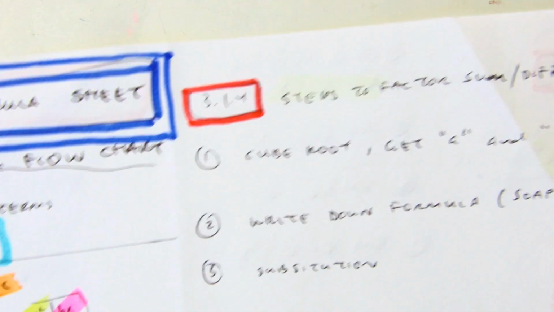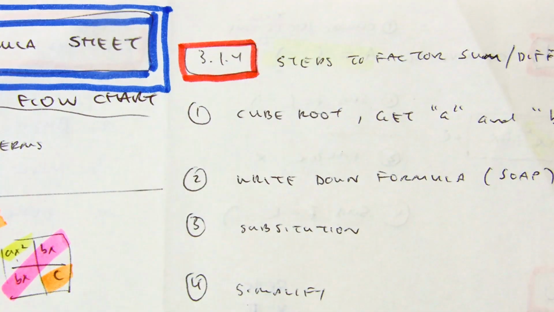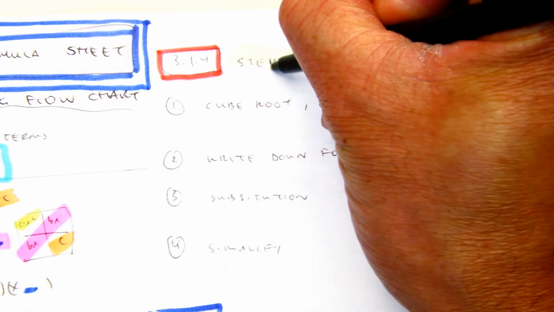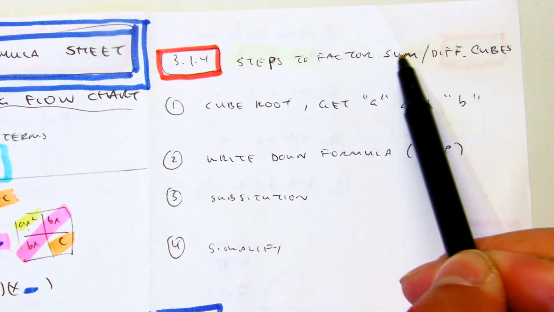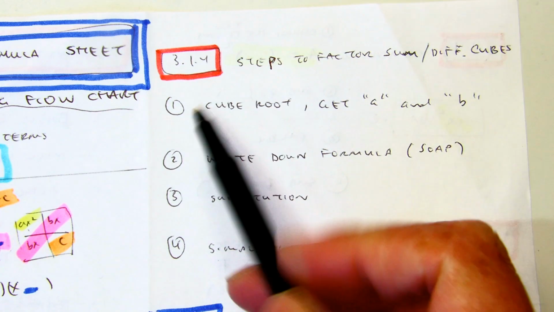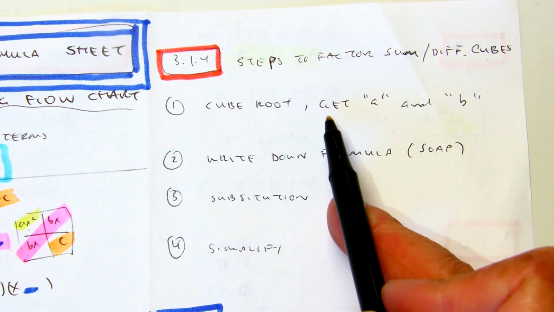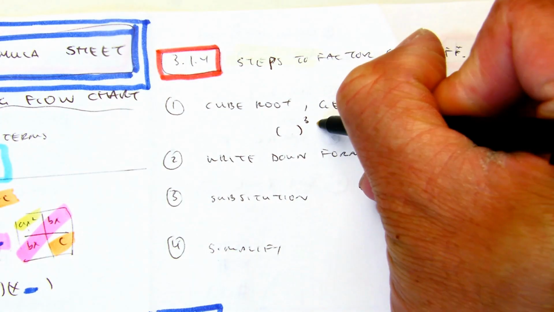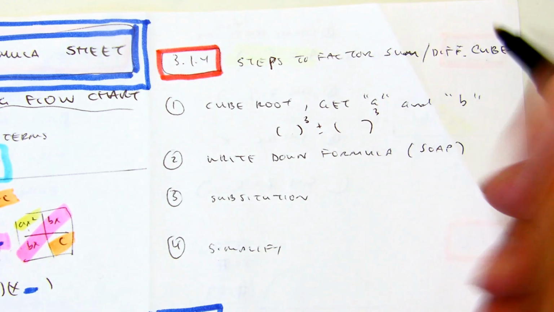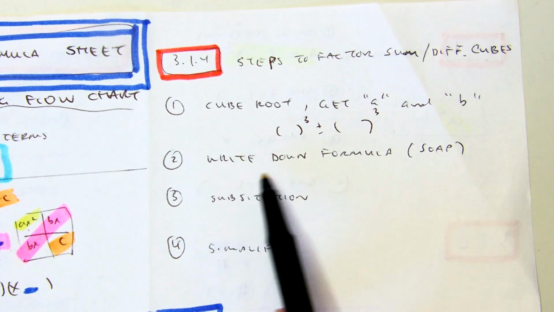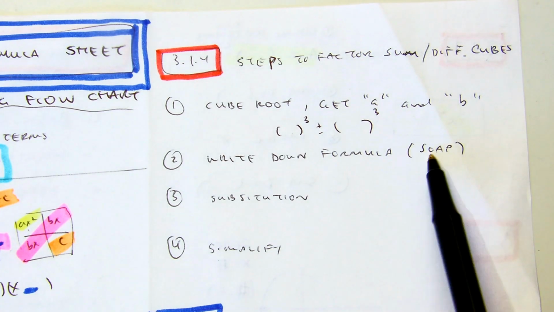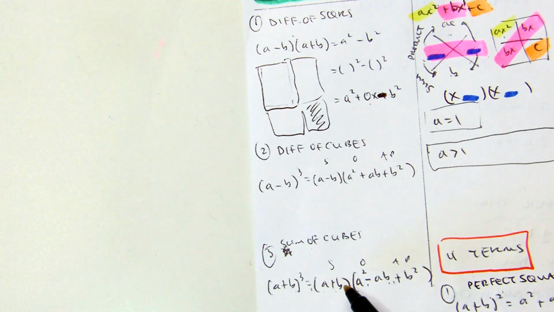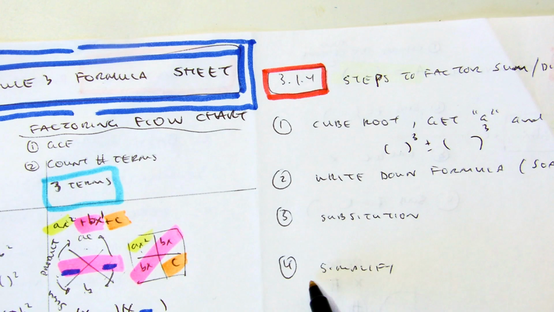In 3.14, when we're using the sum and difference of cubes, here are the steps to factoring the sum and difference of cubes. Number 1, take the cube root so you get your a and your b value. You can do this whether it's plus or minus. Number 2, write down that formula. I wrote SOAP here, because that's a reminder to do one of these, and then your substitution, and then simplify.